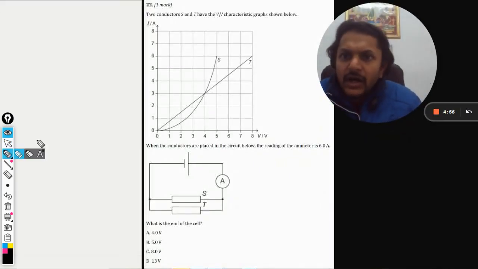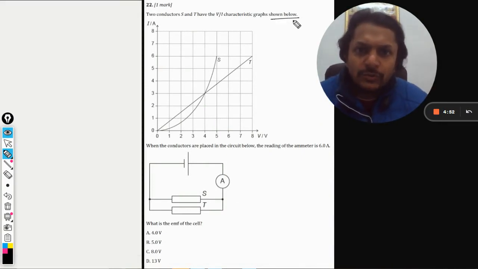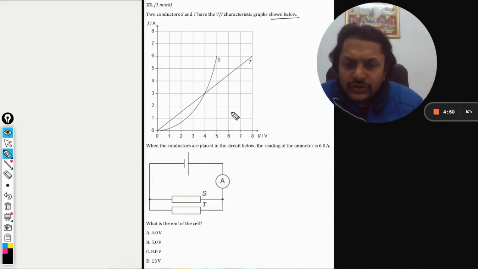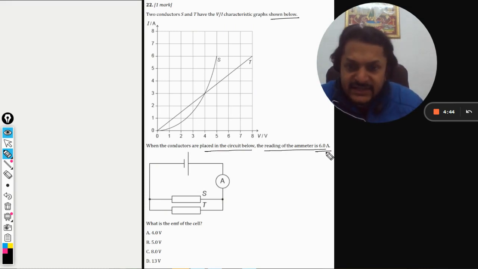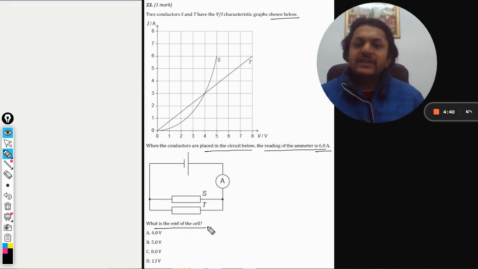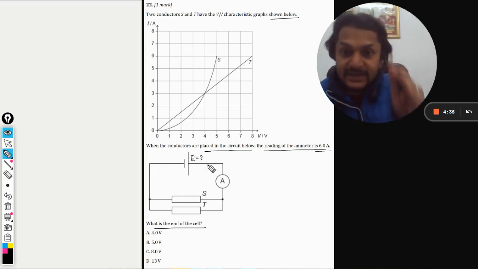Now, two conductors S and T have VI characteristic graphs as shown below, and the graph is on your screen. When the conductors are placed in the circuit below, the reading of the ammeter is 6 amperes. What is the EMF of the cell? So this EMF is basically unknown, and we want to find E.